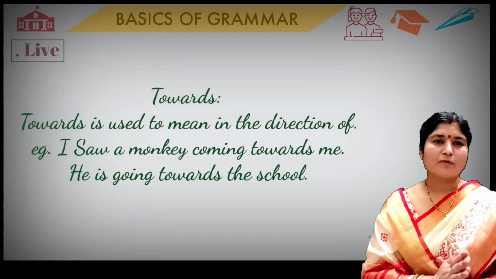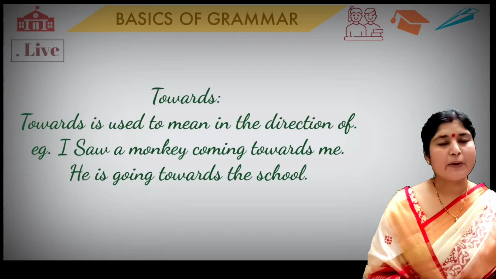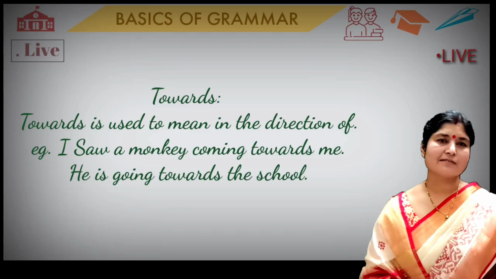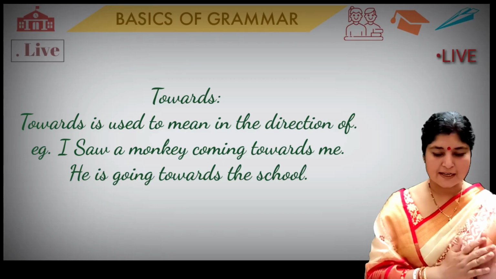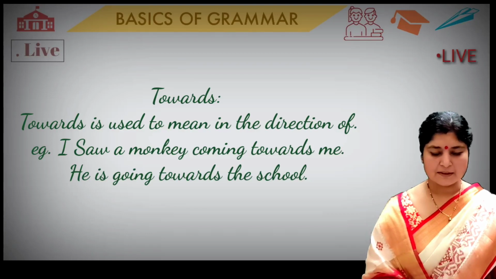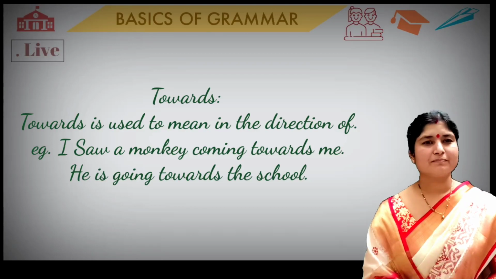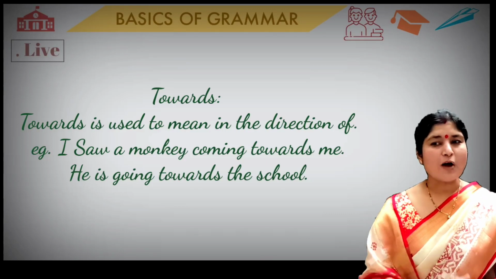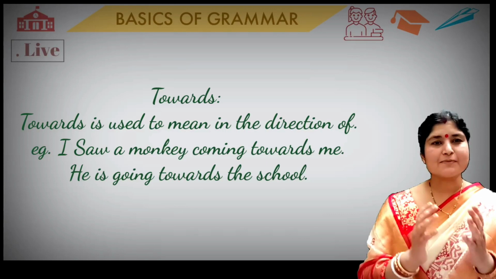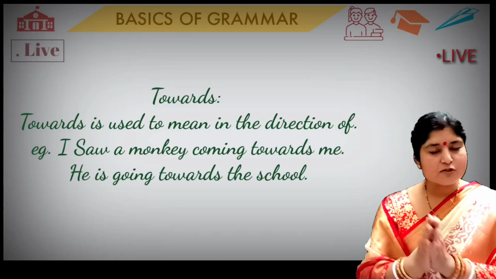Towards and to. Both are examples of prepositions of location and direction. So what is the difference between these two? Towards and to. For example, I am going to school. I am going towards the school. So I am going to school means that's my destination. I am going to school.